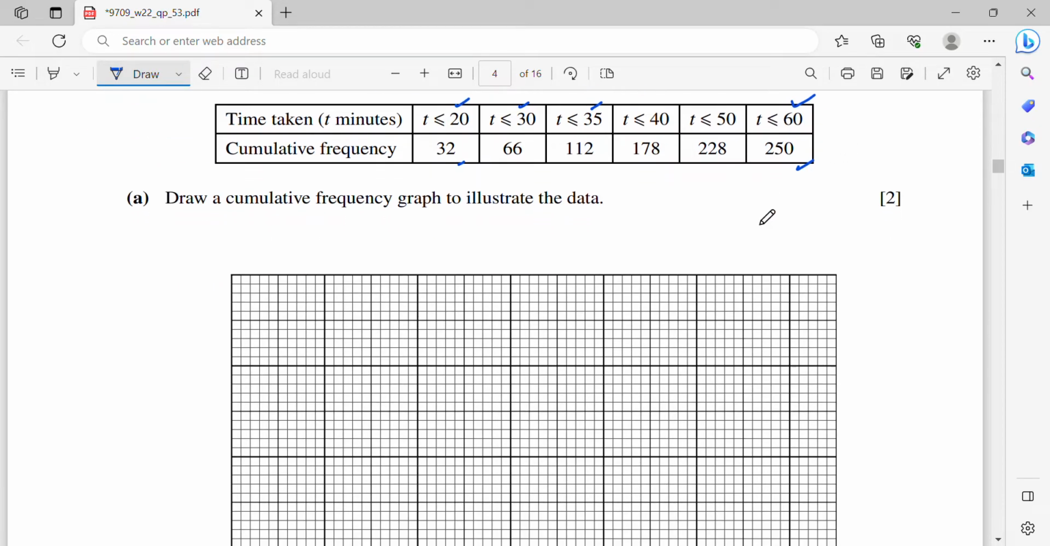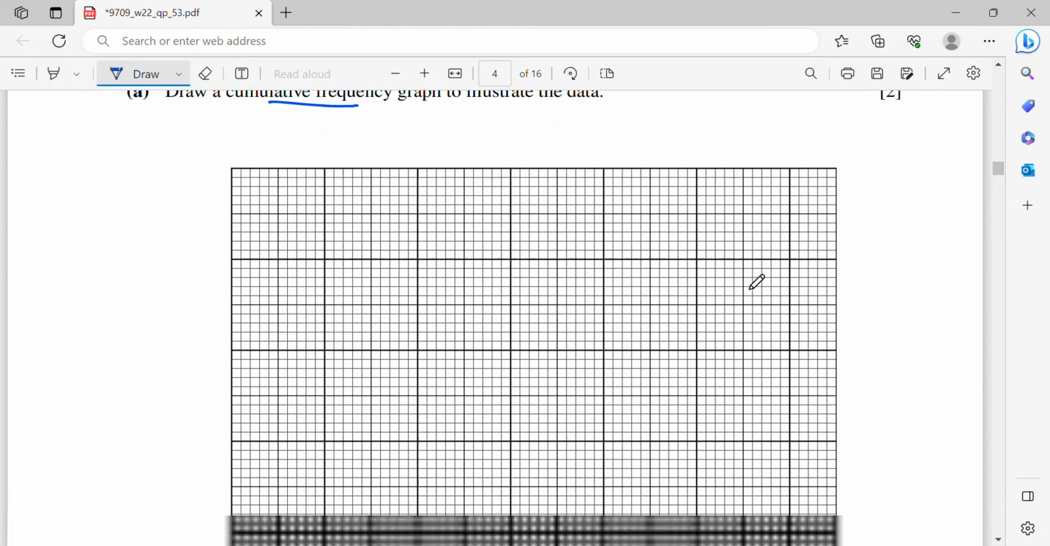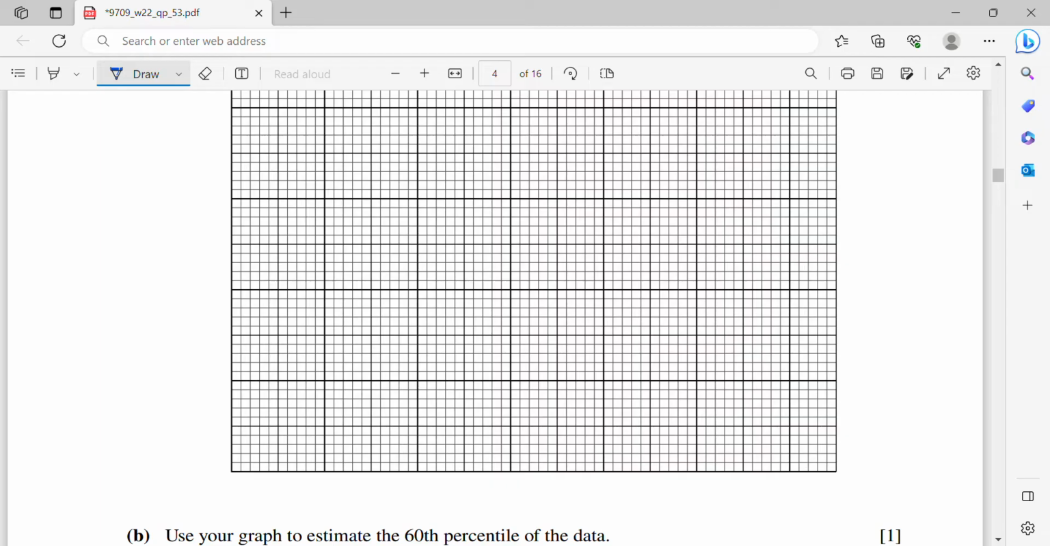Now A, draw a cumulative frequency graph. For a cumulative frequency graph, our vertical axis is the cumulative frequency and the horizontal axis is the upper boundaries. So all these are the upper boundaries, which means we just need to draw according to this table. The horizontal axis will be up to 60, and the vertical axis will be up to 250.